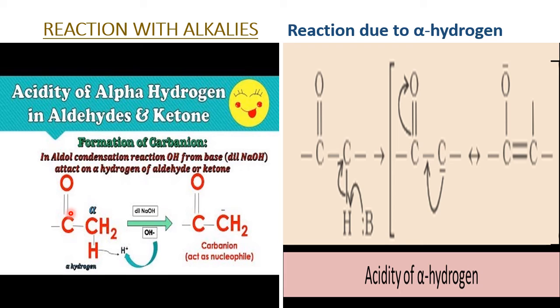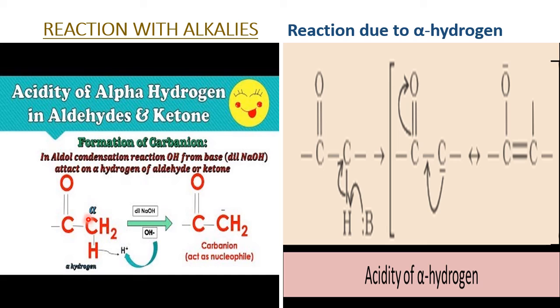The C double bond O is there, no? The C double bond O is a highly powerful electron withdrawing group. So these electrons are taken by the O, thereby making the C positive. When the C becomes positive, this bond will fall here to nullify the positive charge. If this bond falls here, then this becomes positive.